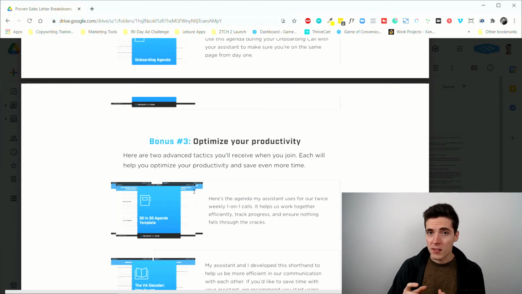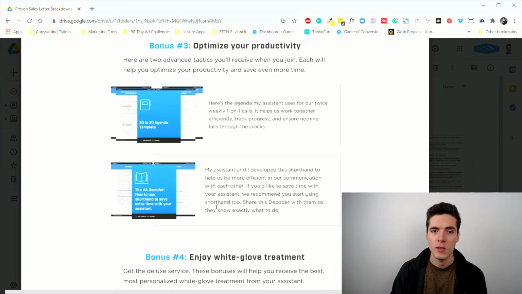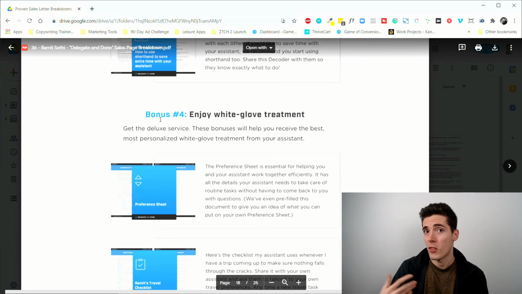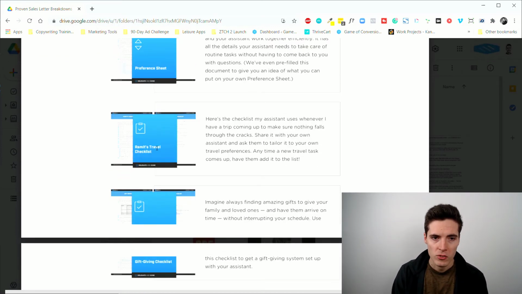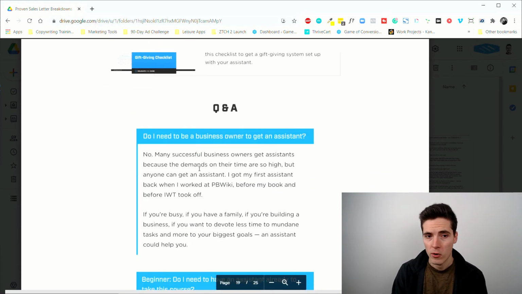It sounds a bit mysterious, but it builds curiosity in you, and it does sound good, so it also builds desire. You have the VA decoder, how to use shorthand to save extra time with your assistant. So more advanced stuff that you can use with your assistant. And then enjoy the white glove treatment, another super valuable bonus with a bunch of stuff like Ramit's travel checklist and a giving checklist, a huge pain point for people.